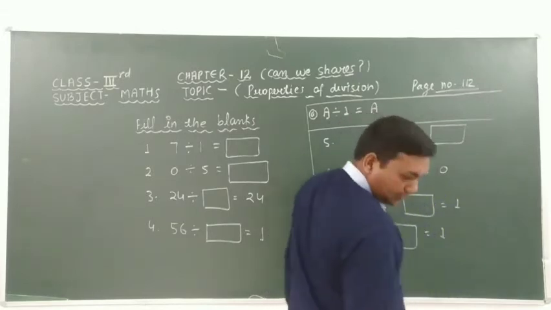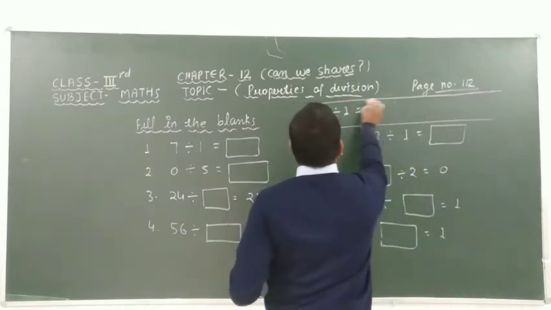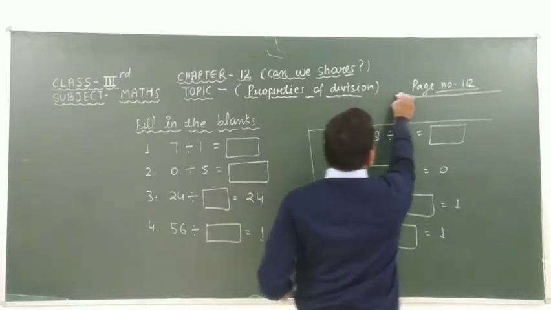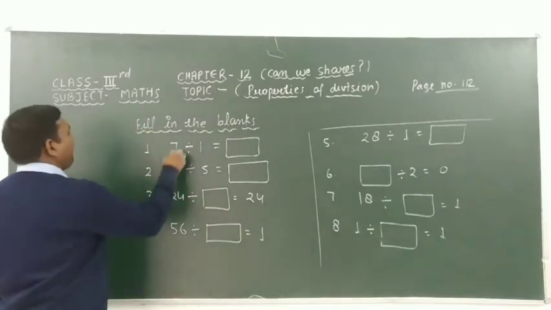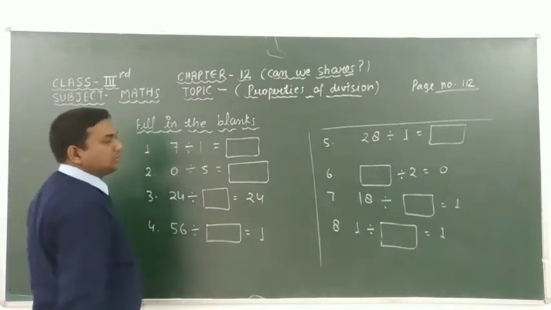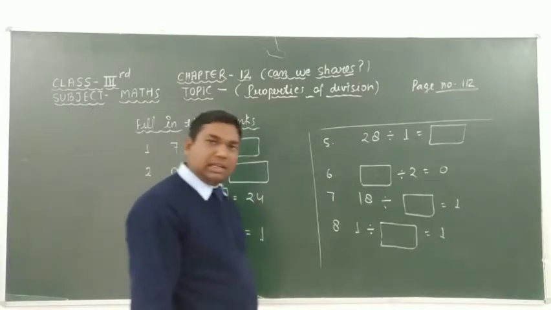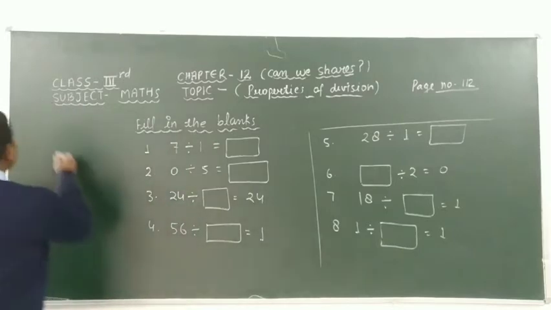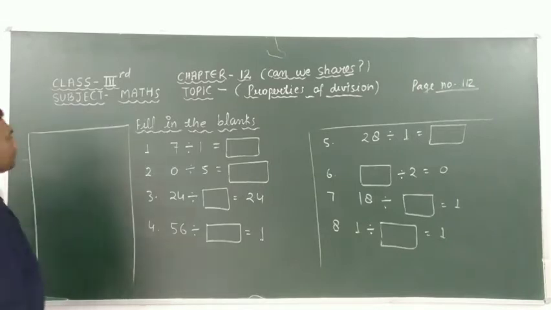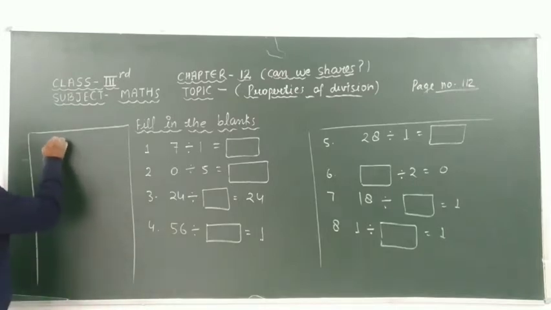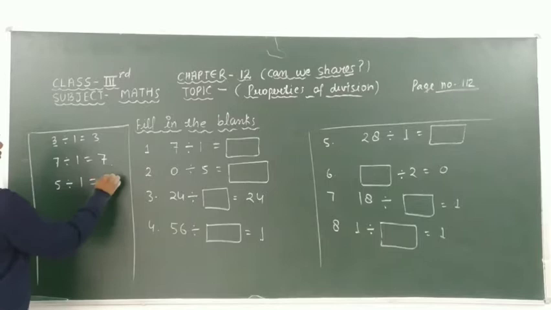And it means that, okay, students, if we have to take the division of 7 and 1, then we get 7 as same. Okay, students, look at here carefully. If we have to take the division of any number, 5 divided by 1 is equal to 5.